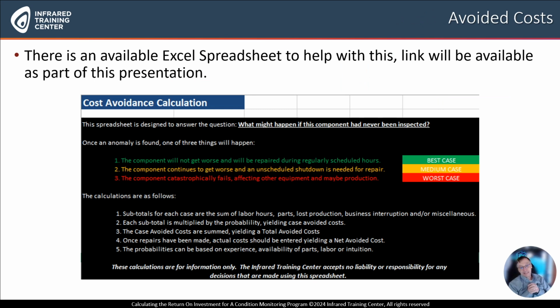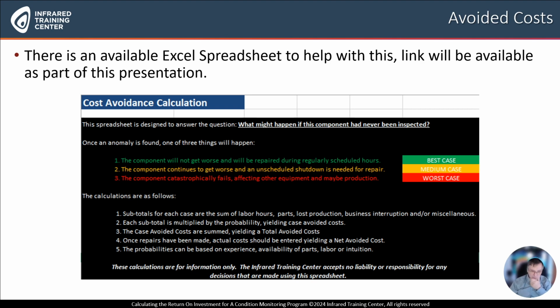Now, let's go in detail. And again, there's an Excel spreadsheet, and it will be available with this webinar. The spreadsheet is designed to answer what might happen if this component had never been inspected. In general, in the best case scenario, the component does not get worse and it gets repaired during regularly scheduled hours. Medium case, the component continues to get worse, it gets hotter, it vibrates more, and an unscheduled shutdown is needed for repair. And number 3, the component catastrophically fails, affecting other equipment and maybe even production. That's our worst case scenario.